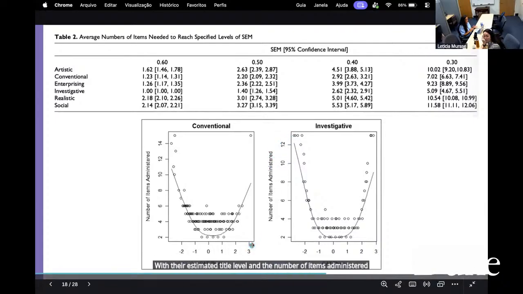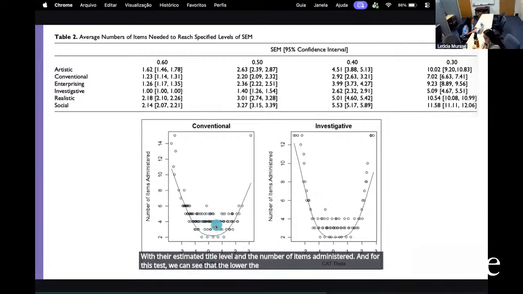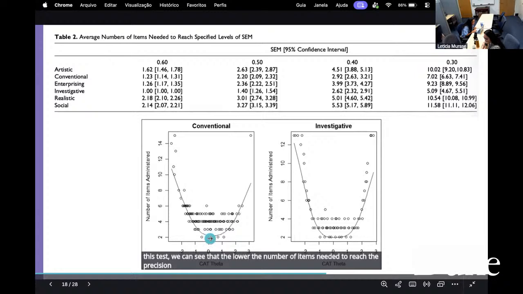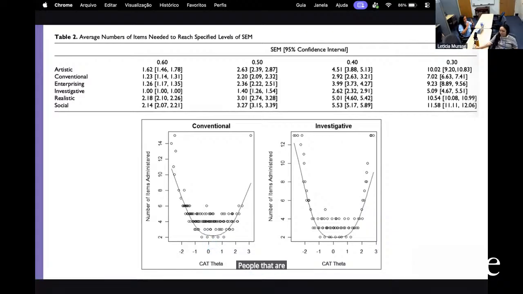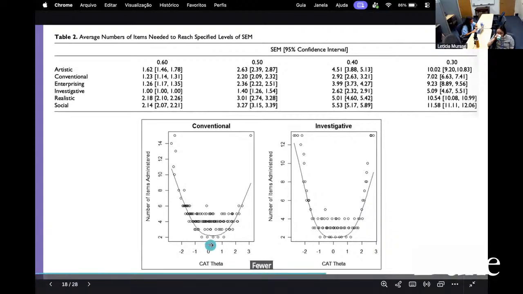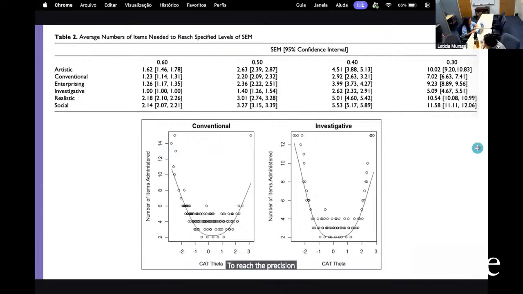And for this test, we can see that the lower the number of items needed to reach the precision, the closest to the mean theta value. So people that are on average need fewer items. If we go to the extremes, like people with higher of this conventional career thing, or lower in this subscale, and this subscale is the same, they need more items to reach the precision they wanted.